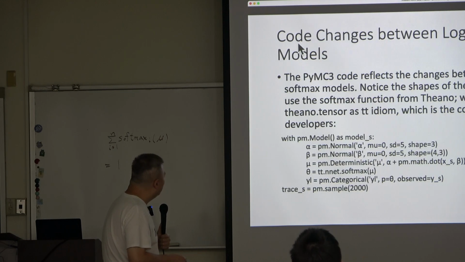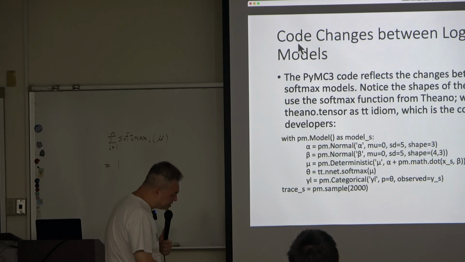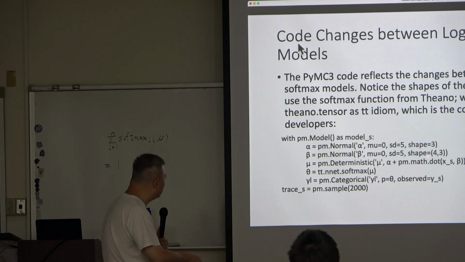Once we have done that, we will create a model for that multi-class classification, and you can see that this is actually a very simple one. The alpha and beta are pretty much similar to what we have done previously. And the mu is the alpha plus the matrix multiplication result of xs and beta. Remember, this xs and the beta are both in matrix form. You can see the beta shape is 4 by 3, because we have 3 classes and 4 features.